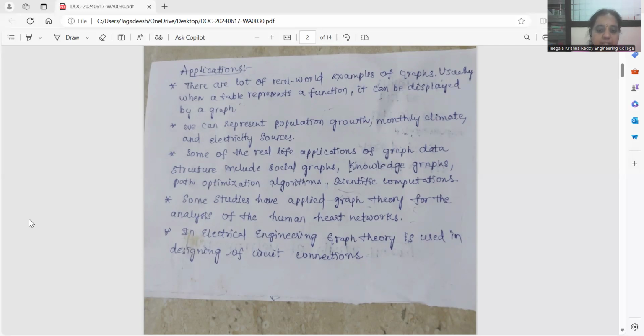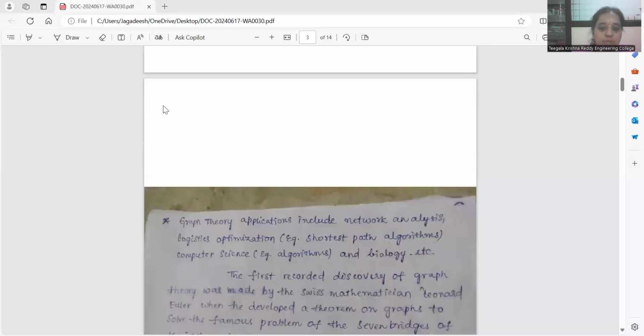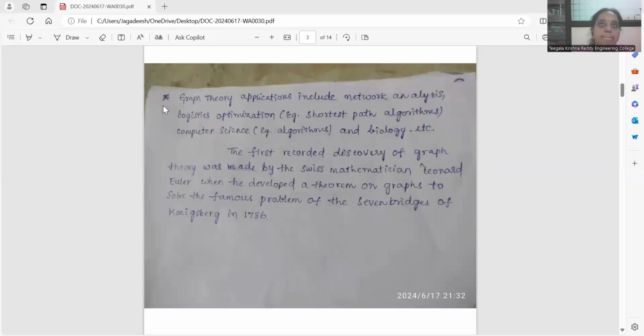And in electrical engineering, graph theory is used in designing of circuit connections. In artificial intelligence, coming to the application part, we have shortest path problems, minimized graph theory. So here, these application parts include network analysis, optimization techniques here, and in biology also, we have so many applications.